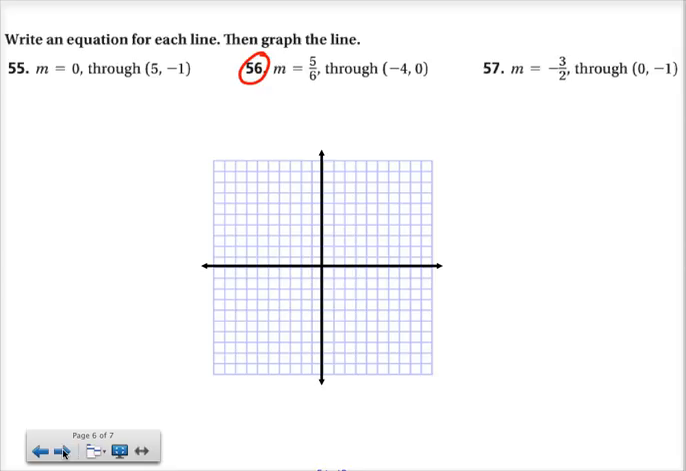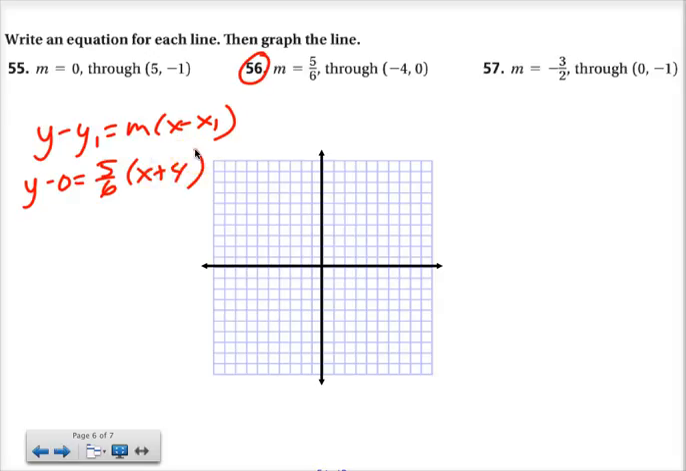Number 56. Write an equation for each line, then graph the line. So in number 56, they're giving us the slope and they're giving us a point. So we want to go ahead and use point-slope formula. This will be y minus 0 equals 5/6 times x plus 4. So y equals 5/6 x plus 20/6, which would reduce to 10/3.